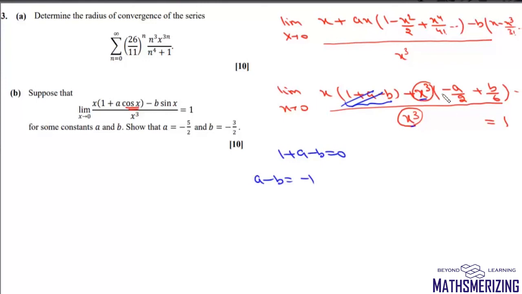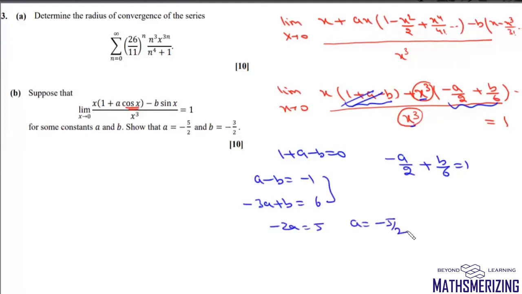So if the minimum power of x is the same, then the answer to this limit is simply the coefficient of x cube in the numerator and denominator. So from here we write minus a by 2 plus b upon 6 is equal to 1. Now we'll take the LCM. We'll get minus 3a plus b equals 6. Now we'll add them. We'll get minus 2a equals 5. The value of a is simply minus 5 by 2. Now we'll put a as minus 5 by 2. We'll get the value of b as minus 3 by 2. And this is what we need to show.